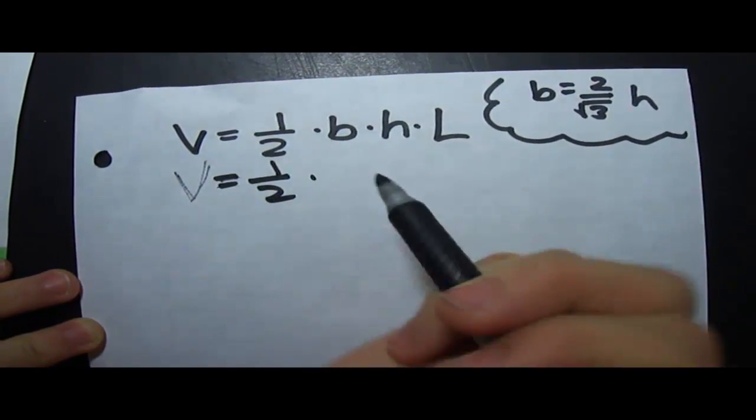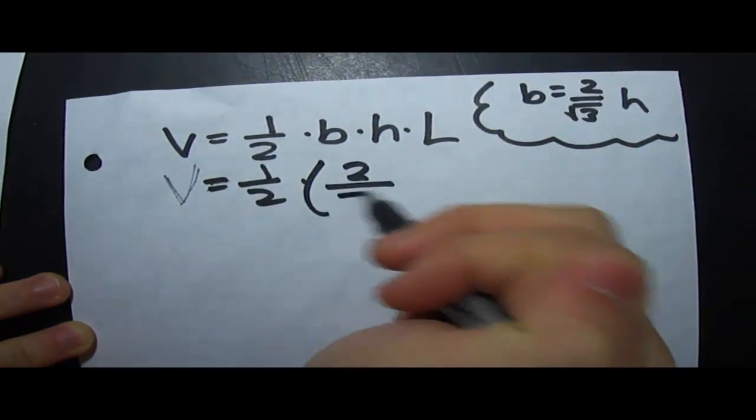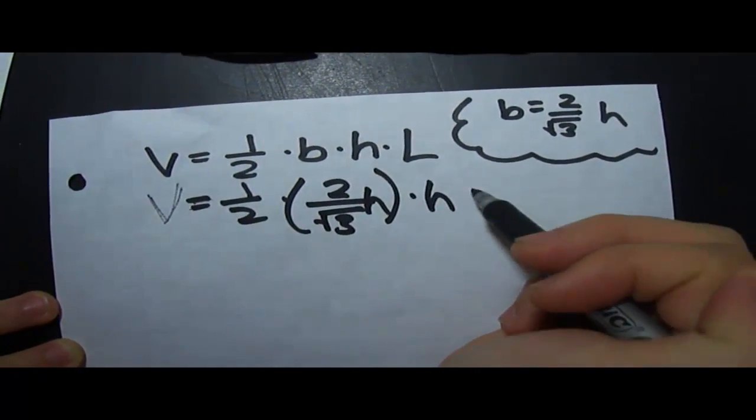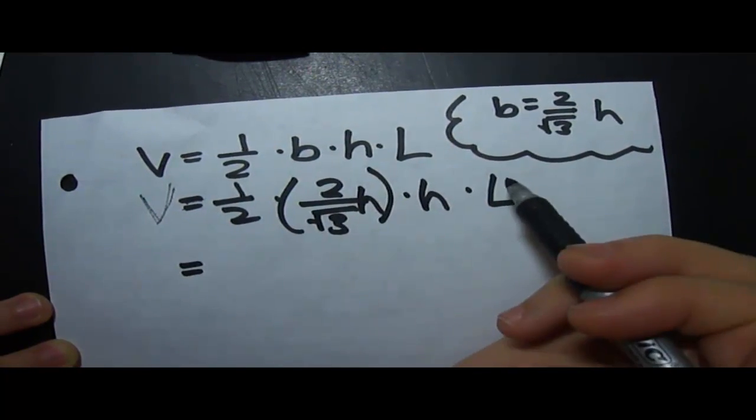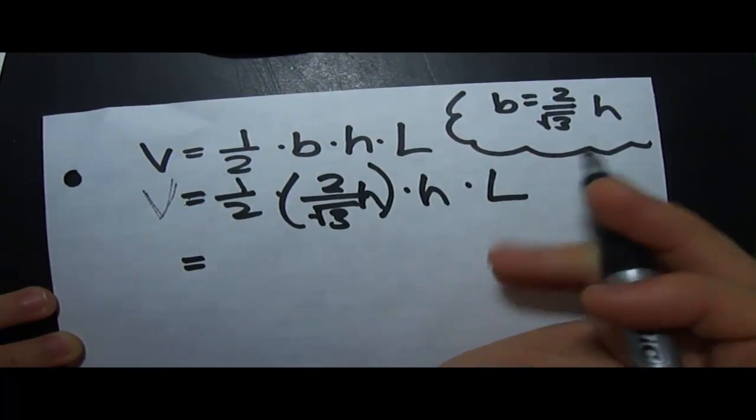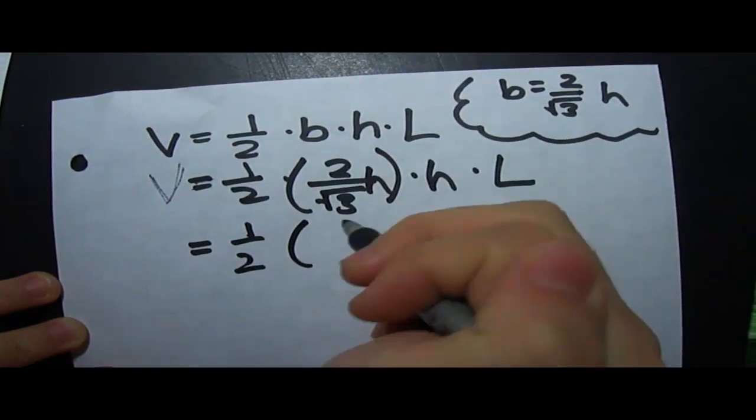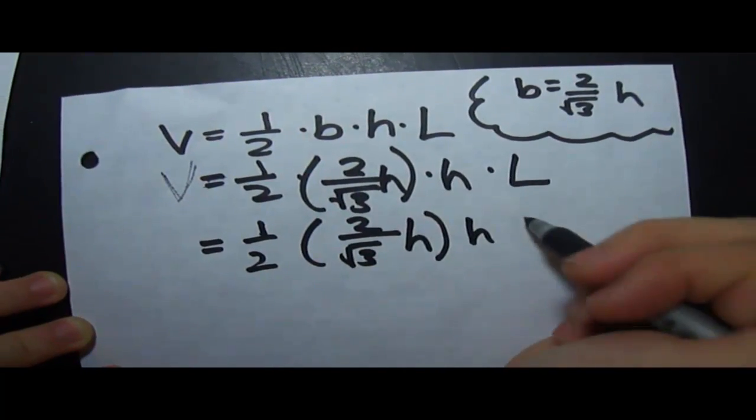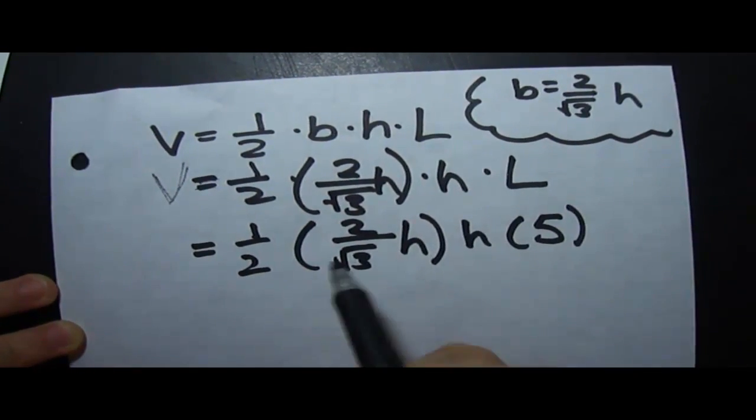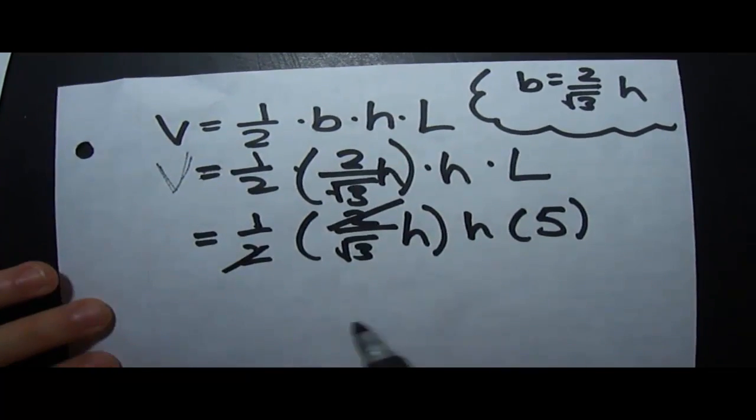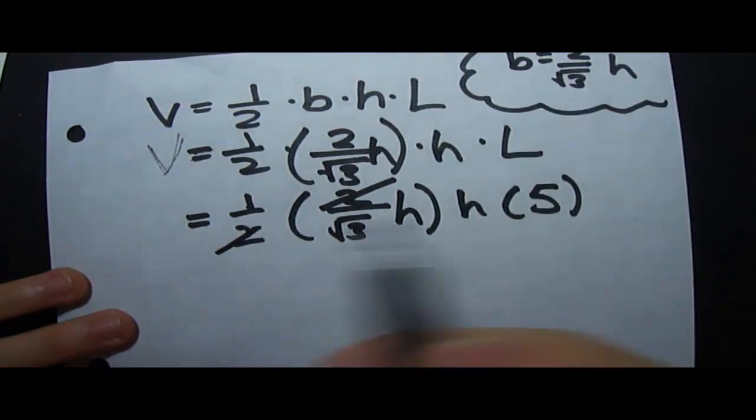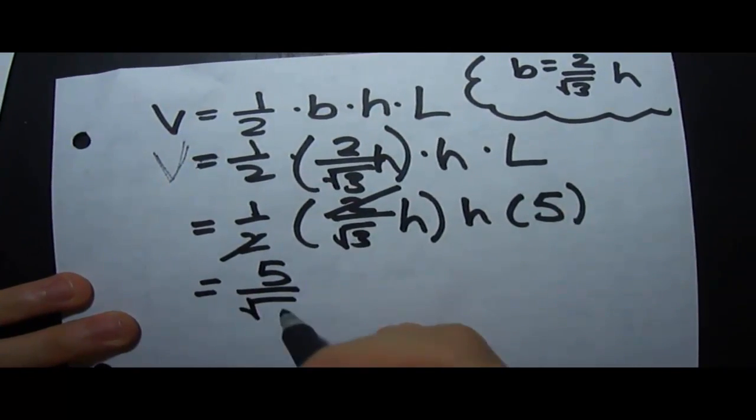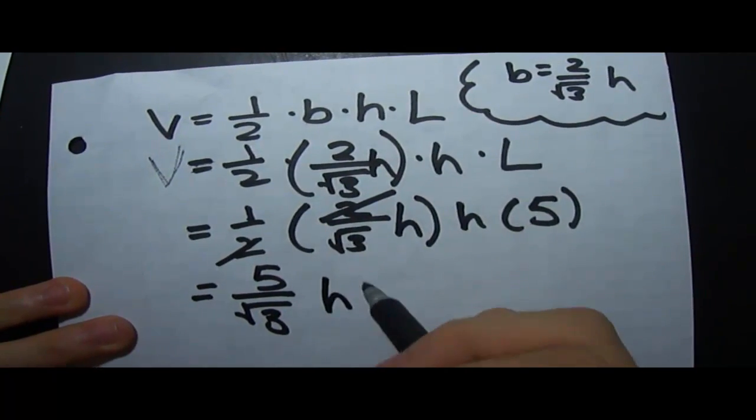So 1 over 2 times 2 over root 3 h times h times L. Now we know L is given, it's 5 meters, so let's sub that in. Now these 2's can cancel out, and h times h equals h squared, so if you simplify this, it becomes 5 over root 3 times h squared.